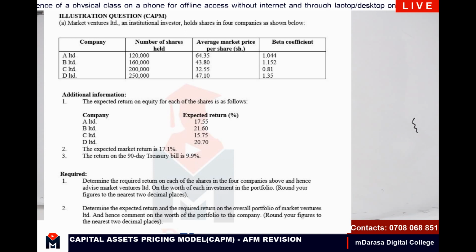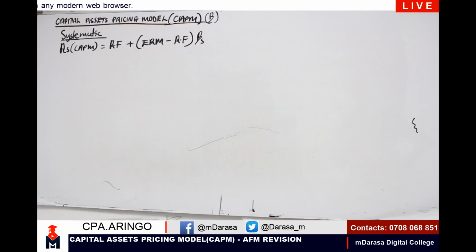Required: determine the required return on each of the shares in the 4 companies above, and hence advise Market Ventures Limited on the worth of each investment in the portfolio. The worth of each investment in the portfolio. This is what I'll always want us to be very clear with.